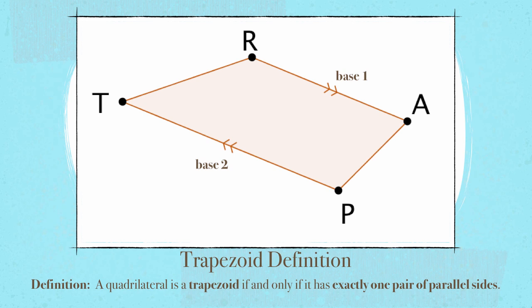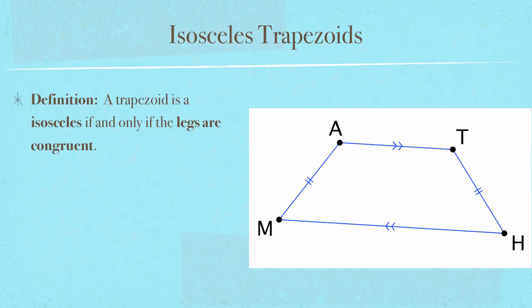The sides that are not parallel are called the legs. Again, maybe I call that leg 1, leg 2. So a couple of other definitions. A trapezoid is isosceles if and only if its legs are congruent. So here we have an isosceles trapezoid, MATH. I see MA is congruent to TH, and base MH is parallel to base AT.